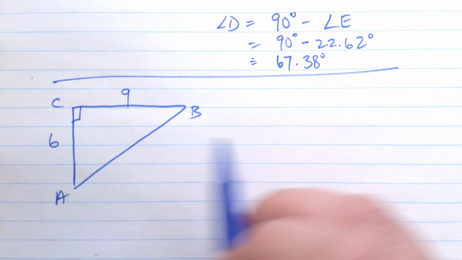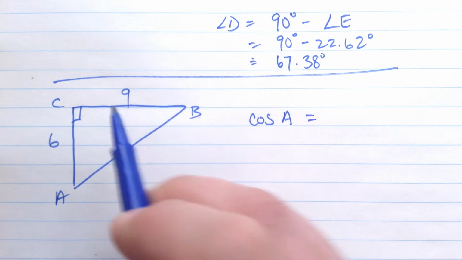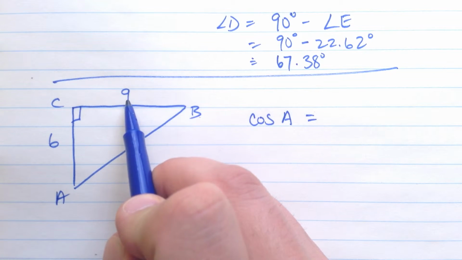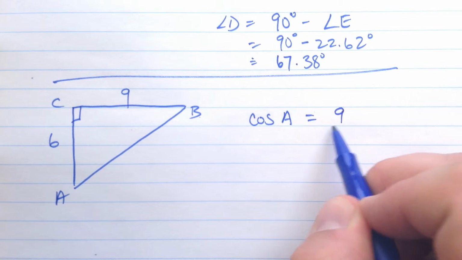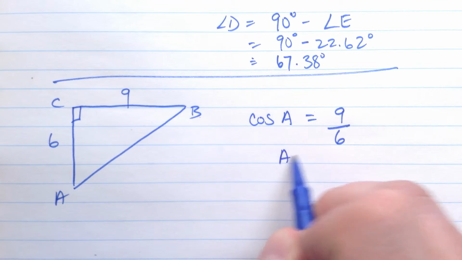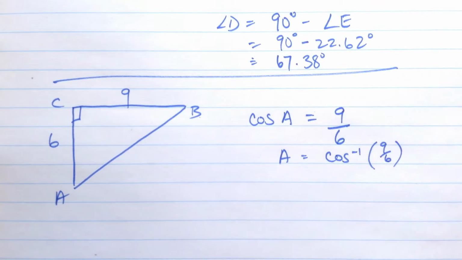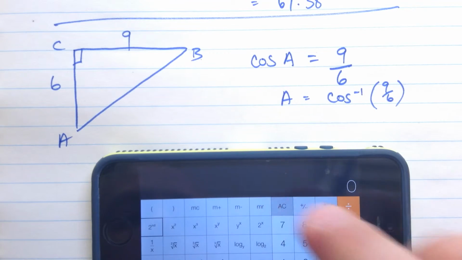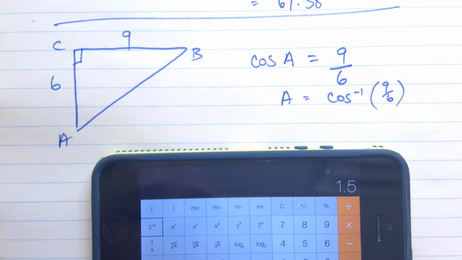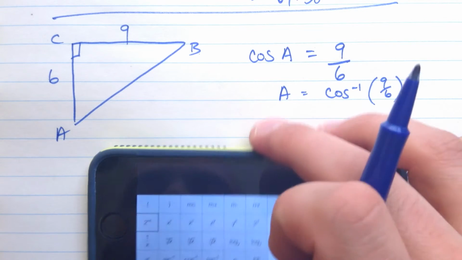So for example, if I want to use A, I could take the cosine of A, and that is going to be equal to 9, the opposite to A, divided by 6, the adjacent, 9 over 6. And so that means that A is equal to the cos inverse of 9 over 6. 9 over 6 is actually a pretty nice number, 9 divided by 6, see there, 1.5. And if I take the cos inverse of that value, I got an error. What did I do wrong here?